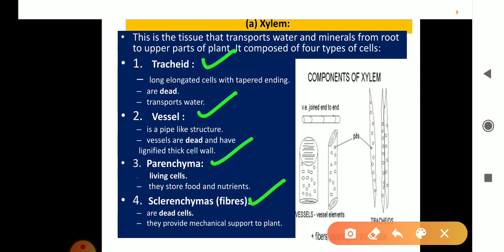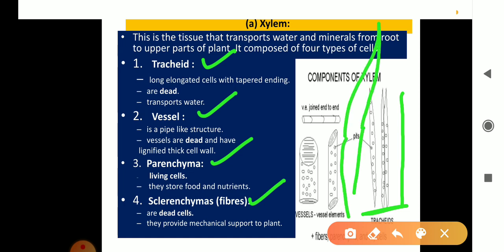First is tracheids. In the picture also you can see these are the tracheids. Tracheids are long cells with tapering ends. Tapering end means this type of end. These ends are called tapering ends. You can see in the diagram also. And these cells are dead cells. They help in the transportation of water.